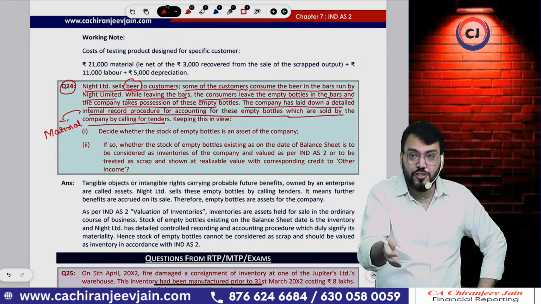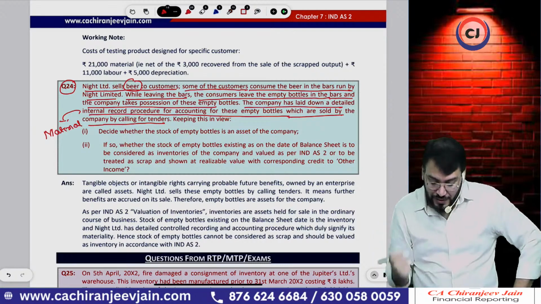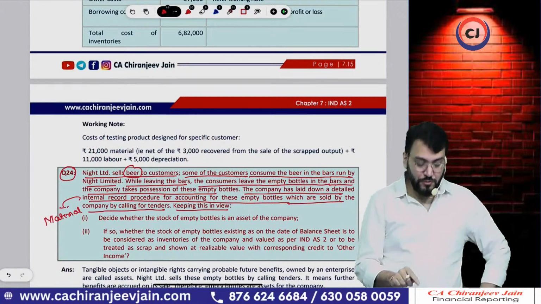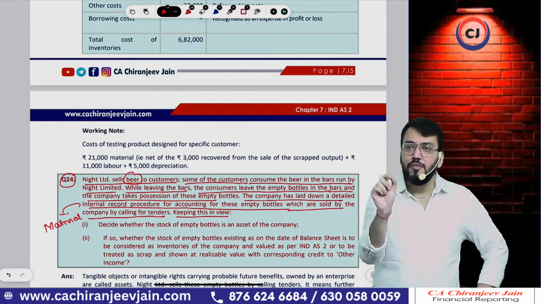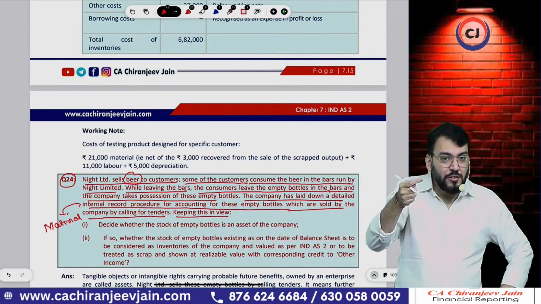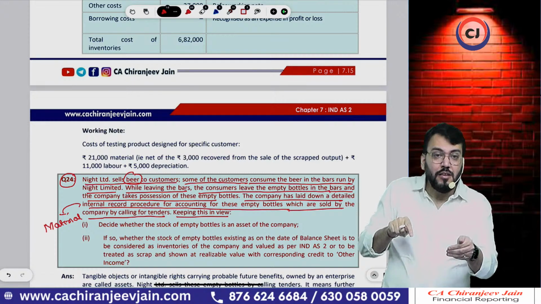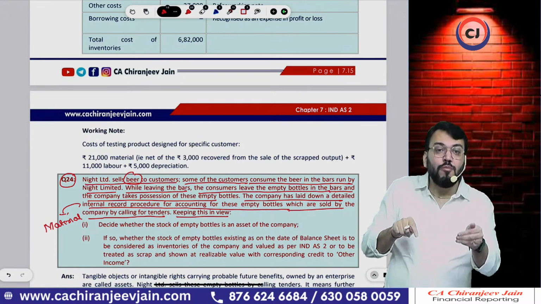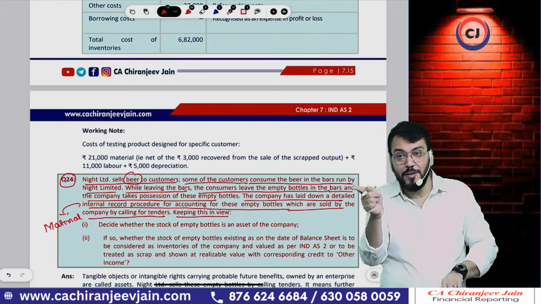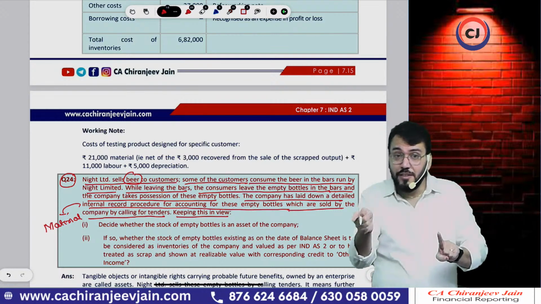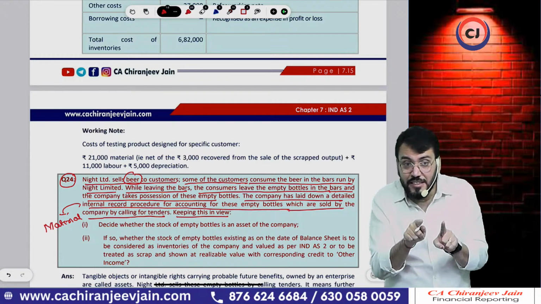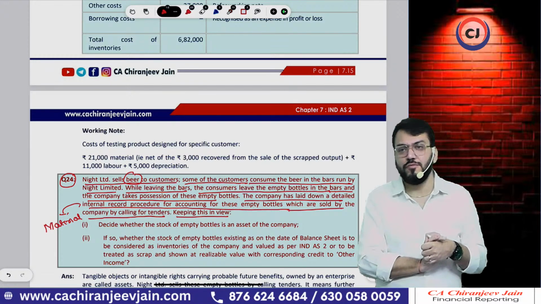Whoever gives the higher quotation, it will be sold. Keeping this in view, they have asked two questions. The first question is whether it is an asset. The empty bottles are now in the possession of the company, but the customer is the owner. So whether it is an asset for Night Limited, yes or no?